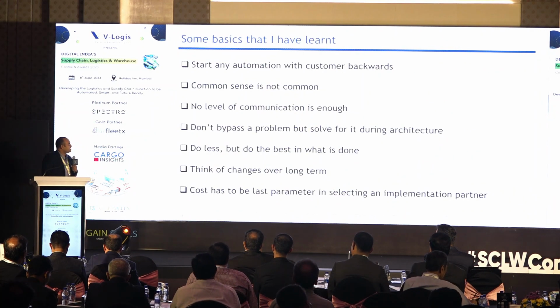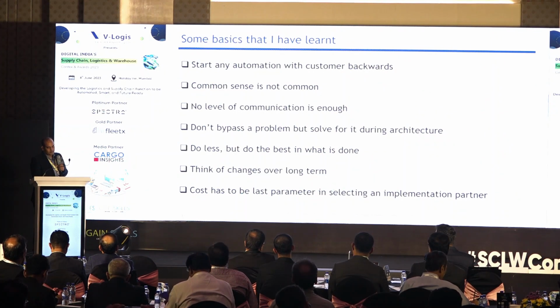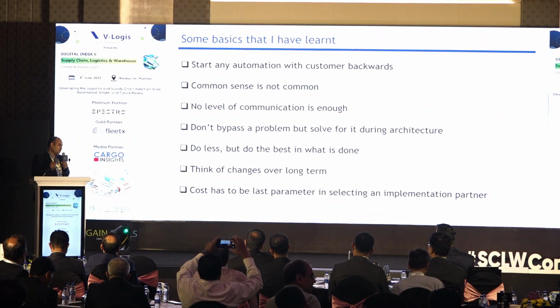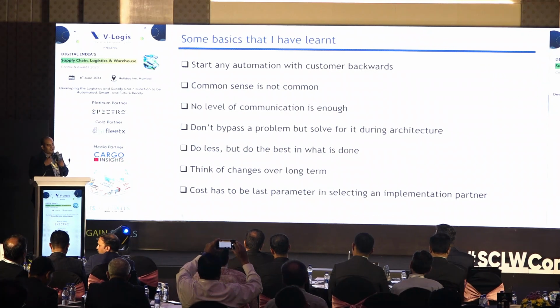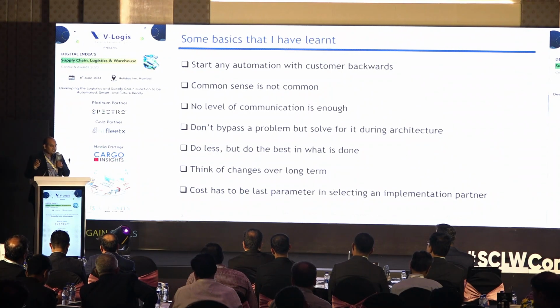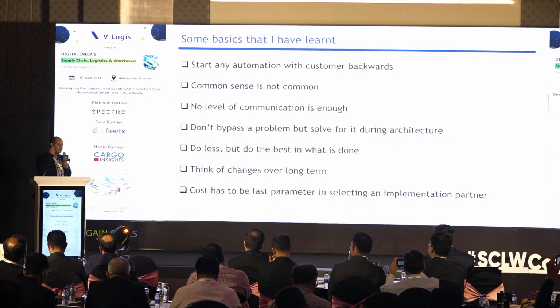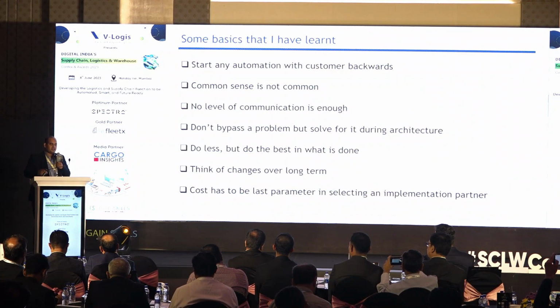So, closing it with some key pointers that I noted. First is start any automation customer backwards. First, listen to the pain point of the customer. Don't automate because it is lucrative or because you want to know about it. Understand what is the customer's pain point, what is the output metric that you're going to improve. Common sense is not common. Don't think that this person should have understood it. No communication is enough, I would say. People might say that this is a very simple thing, but keep on doing communication. Do 5x communication, 6x communication, it helps.